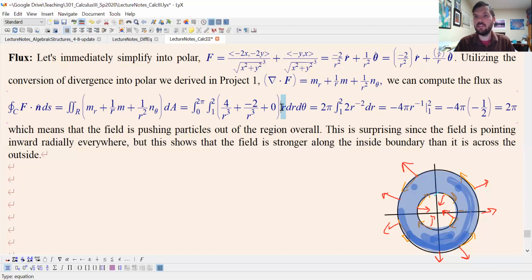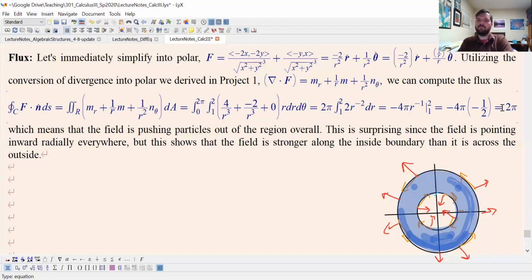Remember that we have another r from the Jacobian of working in polar coordinates for the double integral. And so we get the integral of 2 r to the -2 power. 2 pi is what we get from integrating in terms of theta. Again, there's no theta, so whoosh, just pull that 2 pi out. And integrating through, we get a negative. We evaluate, we get a negative 1/2 multiplied by our negative 4 pi, and that gives us a 2 pi.